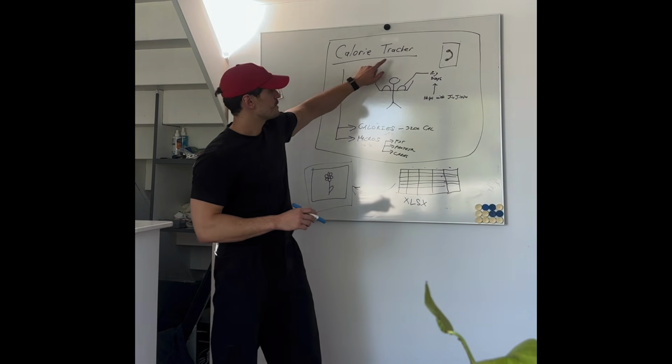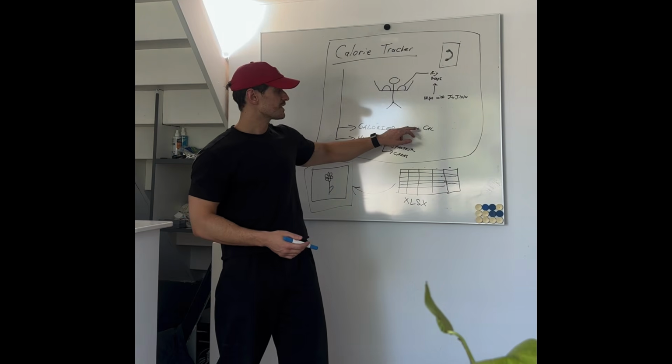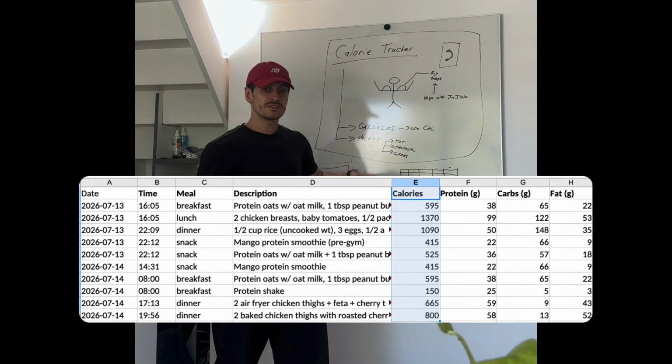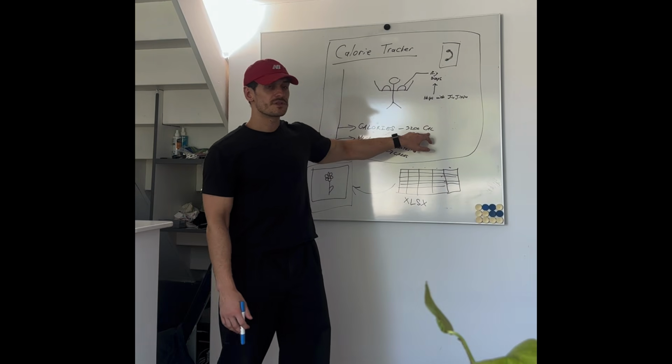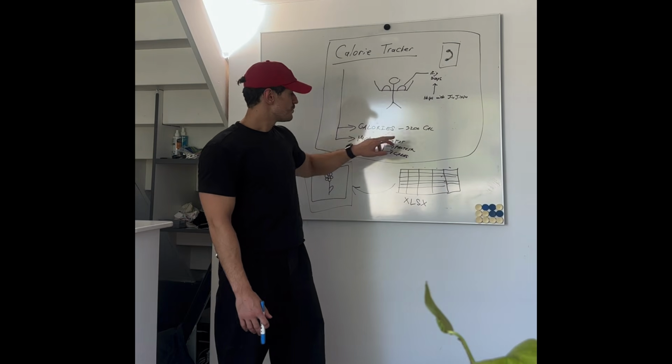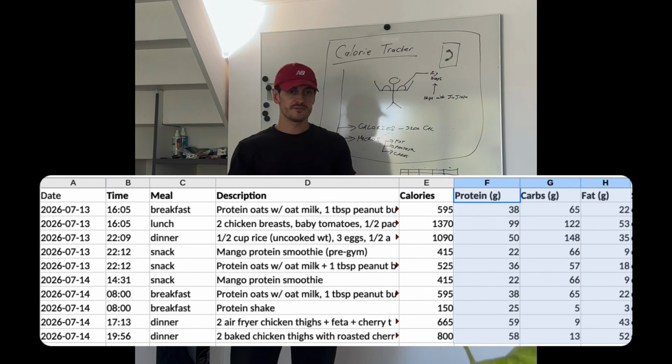So therefore, we have a calorie tracker, which we want to record a couple of things. We want to record the total amount of calories. So for us, we want a surplus because we want to pick up weight. So our goal is 3,200 calories every single day. But we also want to see the breakdown of fat, protein, and carbs, making sure that we have the correct ratio.